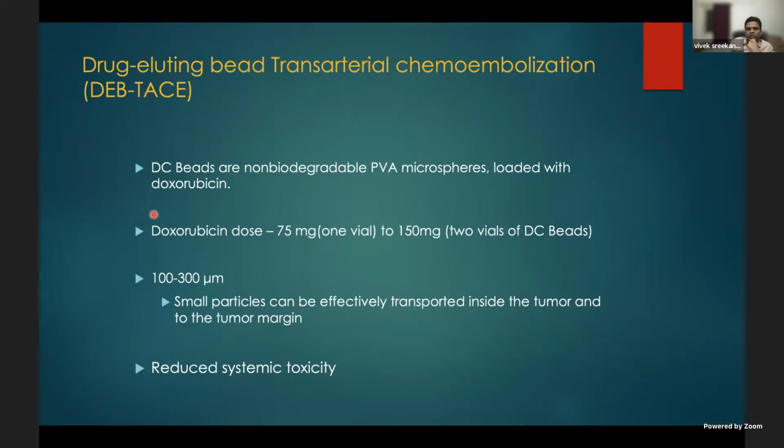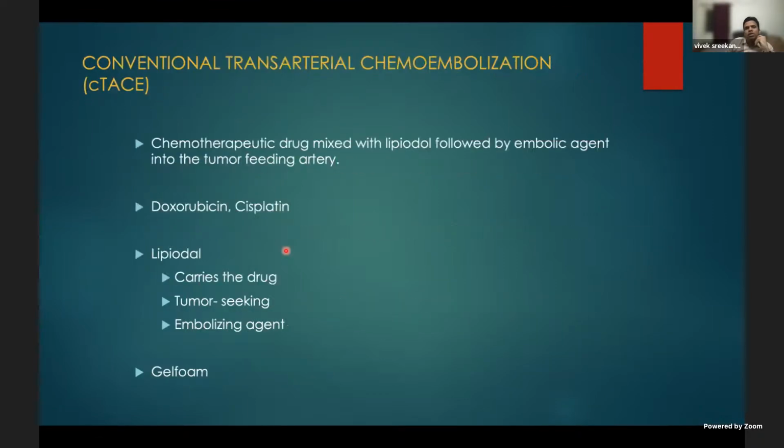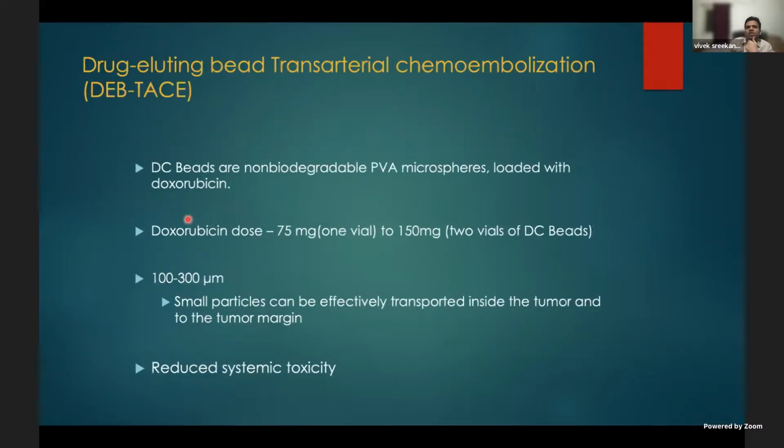In conventional TACE, as I told, the limit is around 50 milligrams, because when we give doxorubicin in conventional TACE it can go into the systemic circulation, and that's why the patient can poorly tolerate it. Whereas in DEB-TACE, 75 to 150 milligrams of doxorubicin can be used, and these beads selectively go into the tumor and the tumor bed, and these are smaller particles. They stay there and cause effective diffusion of the doxorubicin only to the tumor and the tumor bed, and reduced systemic toxicity is seen.